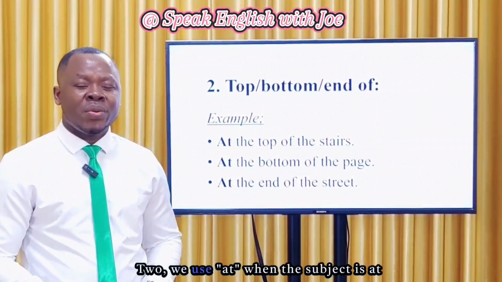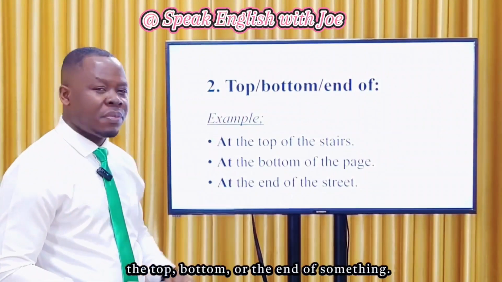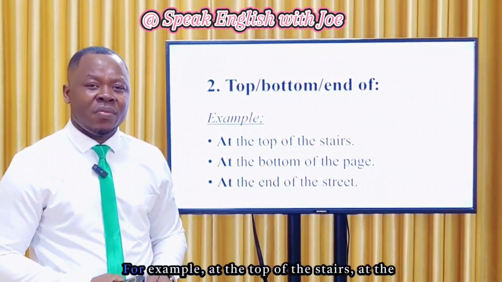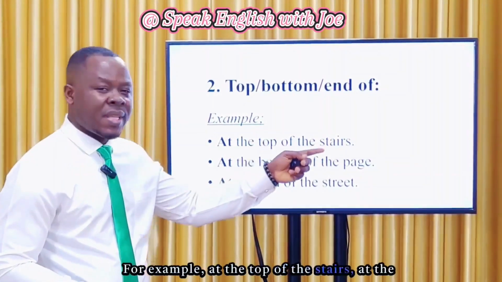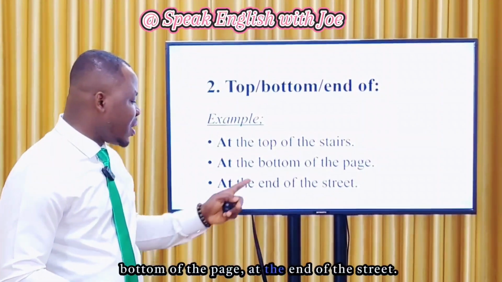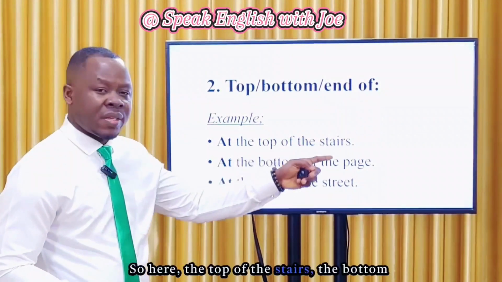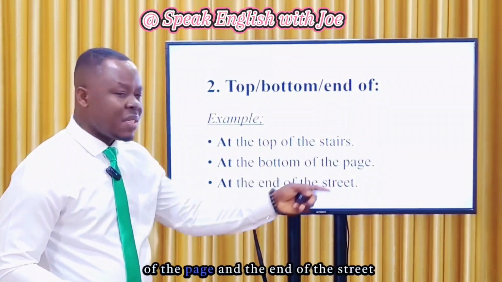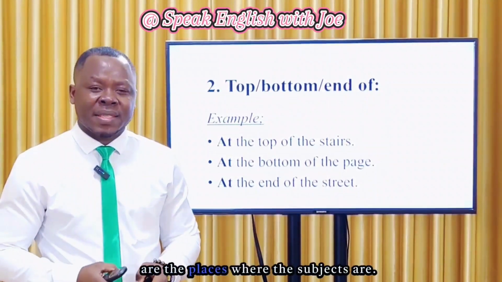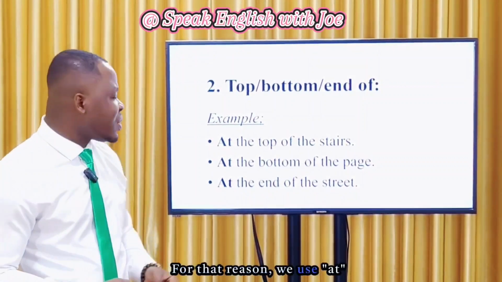2. We use at when the subject is at the top, bottom, or the end of something. For example, at the top of the stairs, at the bottom of the page, at the end of the street. So here, the top of the stairs, the bottom of the page, and the end of the street are the places where the subjects are. For that reason, we use at.